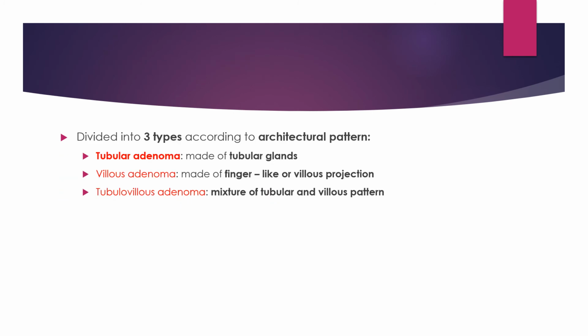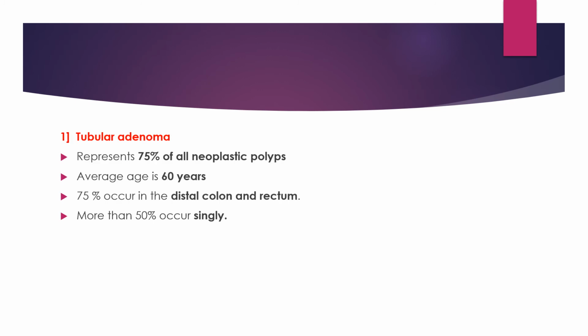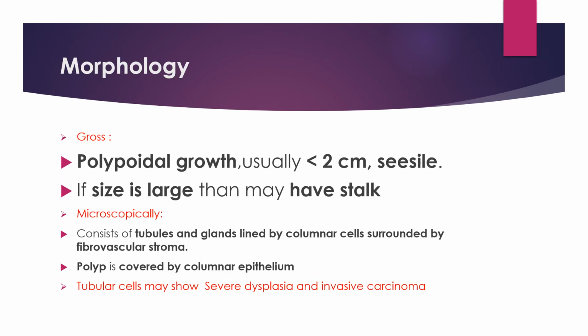These adenomas are divided into three types: tubular, villous and tubulovillous. Tubular means made up of tubular glands. Villous means made up of finger-like or villous projections. Tubulovillous is a mixture of tubular and villous patterns. These colorectal adenomas are characterized by epithelial dysplasia, which is present in all adenomas. Grossly, they are polypoidal growths; usually less than 2 cm they are sessile, and if more than that, they are pedunculated.